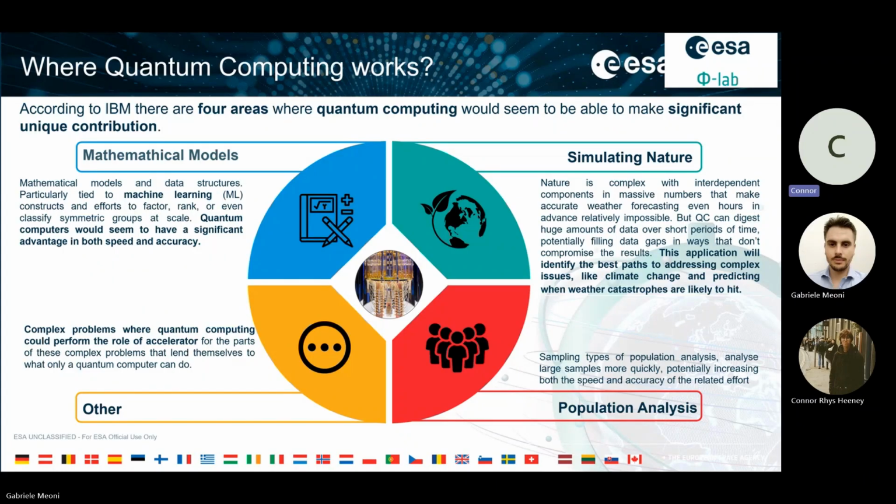For instance, if you want to do climate change prediction, and forecasting, even of hours, can be very complicated if you want to do it very accurately. Quantum computing might improve the trade-off between speed and accuracy that you can get. Population analysis, sampling a type of population, analyzing a large sample, and so on, and also other problems.